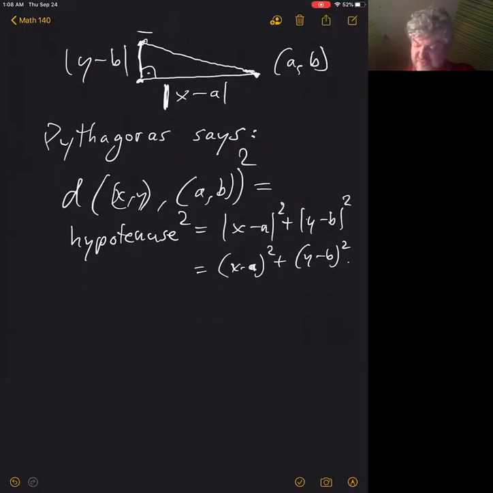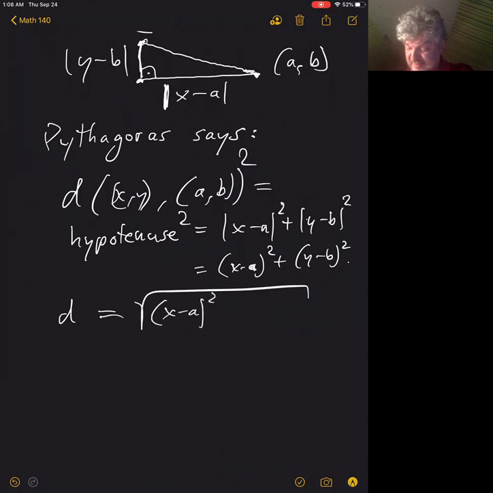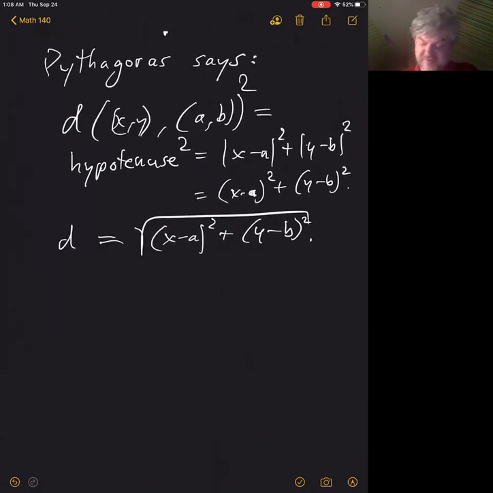And if you take square roots on both sides, which we can, because none of these things can be negative, then we get this distance. The hypotenuse is just a crutch. The distance that we're after is the square root of x minus a squared plus y minus b squared. Fine. That's one topic. Distance between 2 points in the plane.